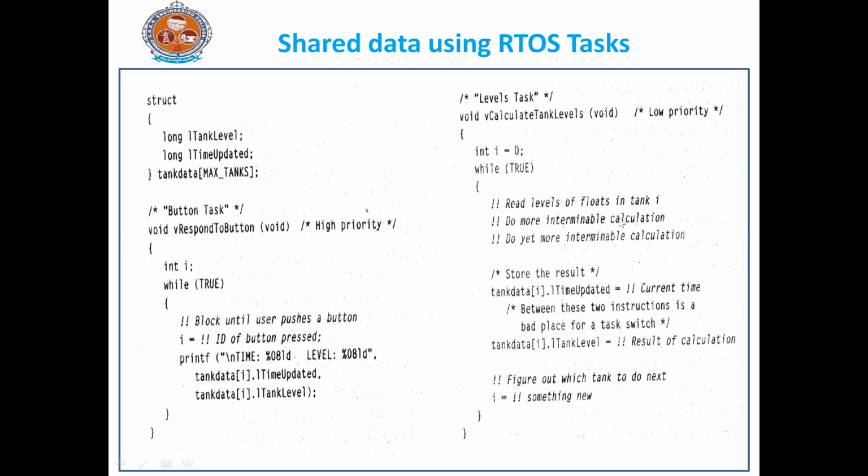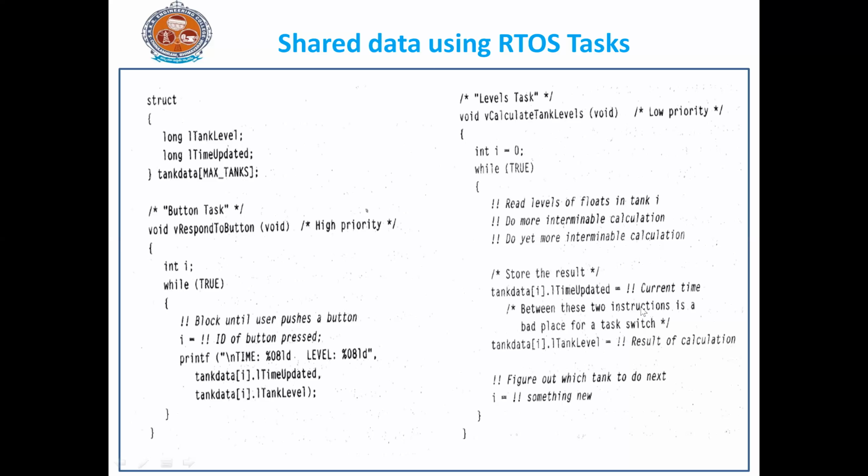So we have measured the tank level, done the calculation, and then updated the time to T2. Before, it was T1, and now it has been updated to T2. But suppose immediately after this statement the user presses the button. Because this is a low priority task, it will be suspended and go to the ready state, and control is immediately given to the high priority task. So in tank data I, time updated is T2, but the level is not yet updated. It is still L1, the previous value.